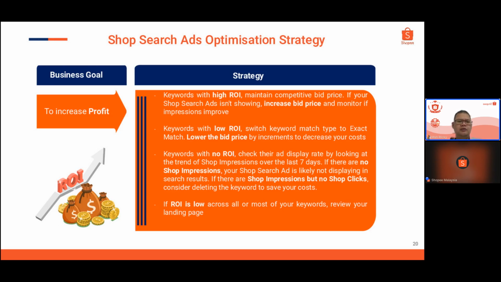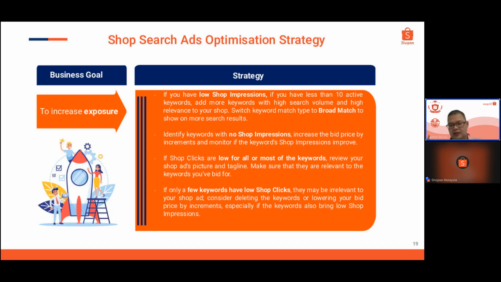Actually, for low ROI, he mentioned switching the keyword from broad match to exact match. This one, of course, will help us to reduce the cost, but it will reduce the impression also. So we need to decide which one we prefer. So I still need to keep monitoring. So this one is for the increased profit part. Okay, 9:42 already. Just a moment.